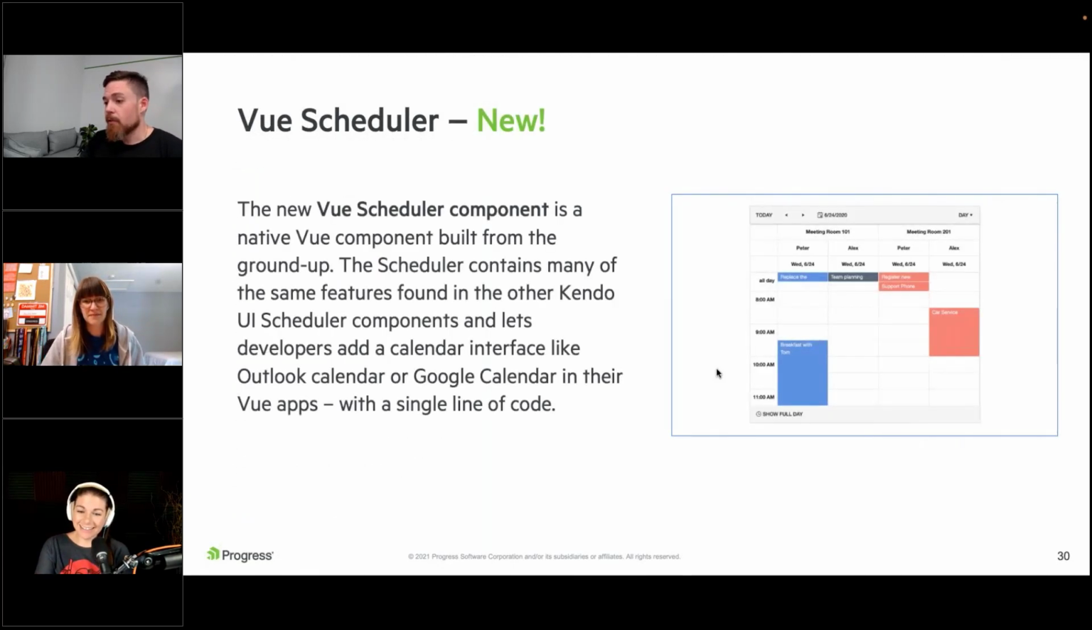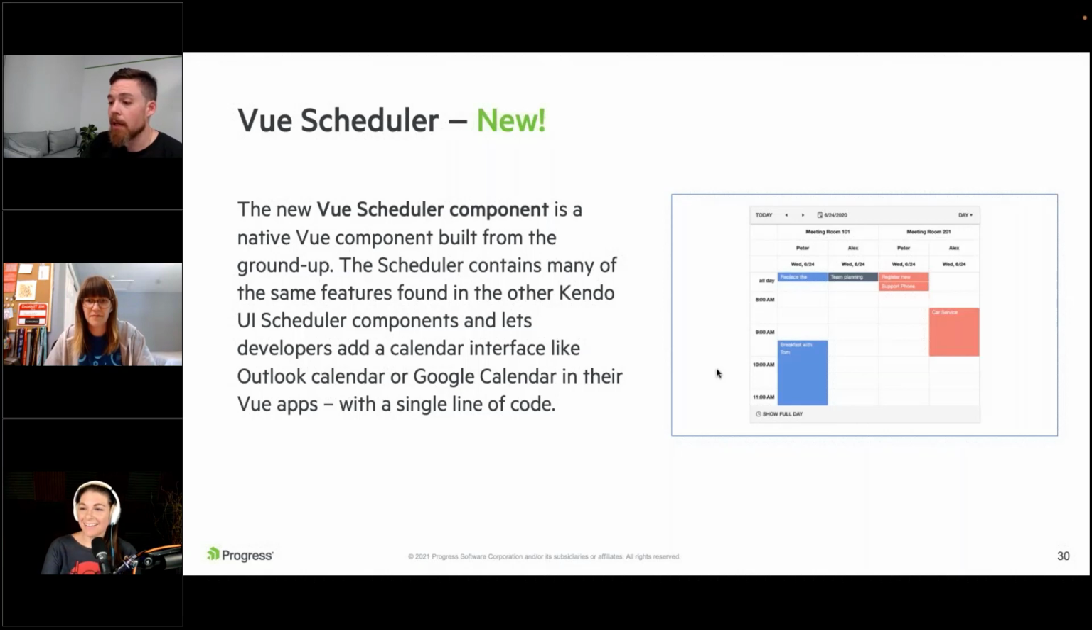Now, first of all, the scheduler, for those of you not familiar. This scheduler component brings a Google Calendar or an Outlook calendar experience into your Vue applications, and it's all in one single component. So we've added a ton of features and functionality across the last couple of months. Some of you that were early birds might have been able to take advantage of the initial version of this, but now we've added even more functionality since then. So the Vue scheduler is very exciting to see.